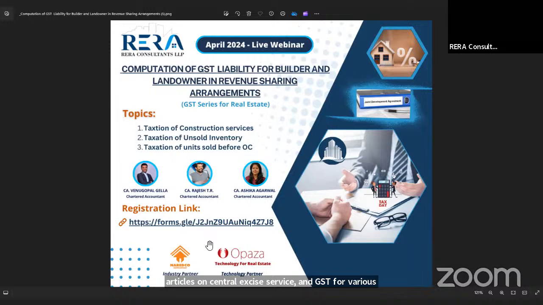Today, from these experts, let us learn more about taxation of construction service, taxation of unsold inventory, and taxation of units sold before occupancy certificate. Now, I request Venu sir to take over from here.